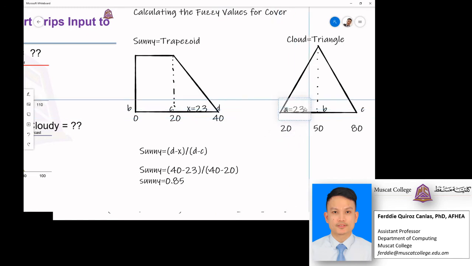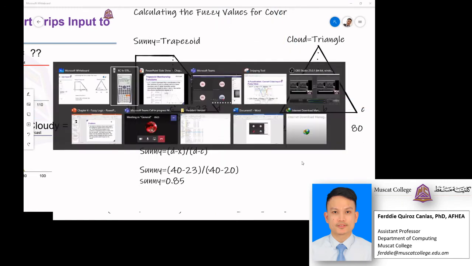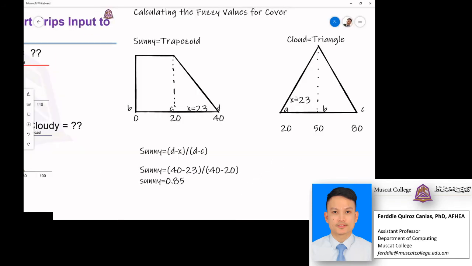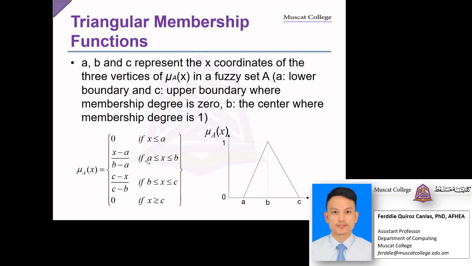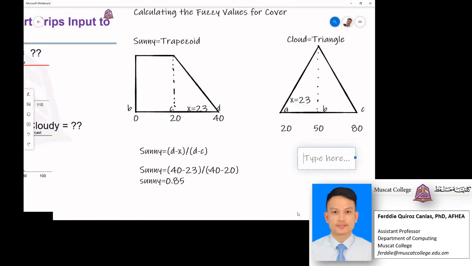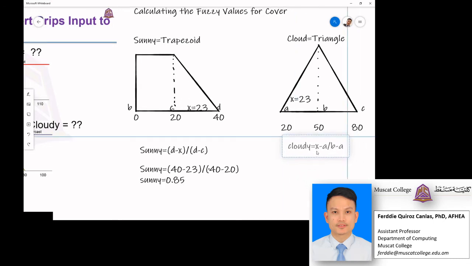So 23 is located somewhere in this place between a and b, right? Using the triangle membership function, 23 is between a and b. Based on the problem here, we'll be using this formula for between a and b: x minus a over b minus a. So this is for cloudy. So cloudy here would be x minus a over b minus a based on the formula there.